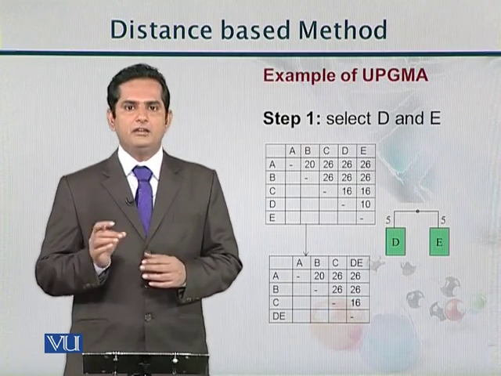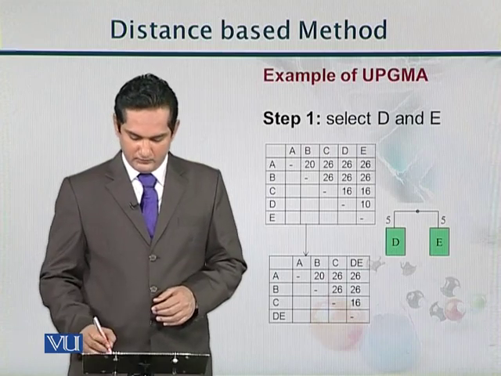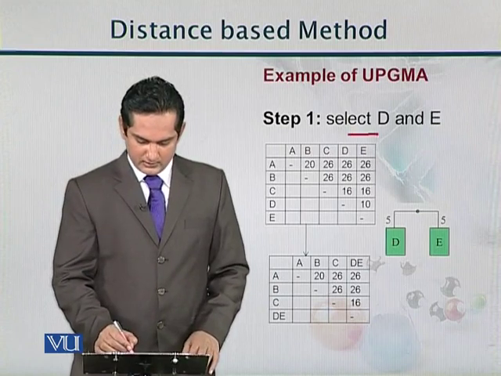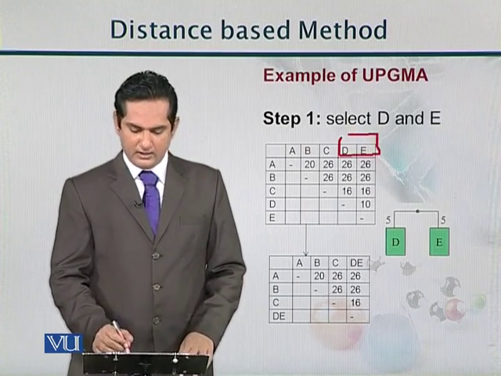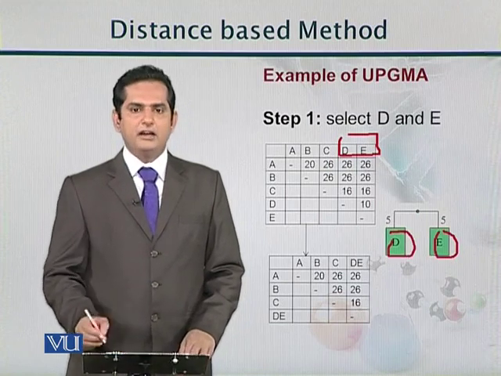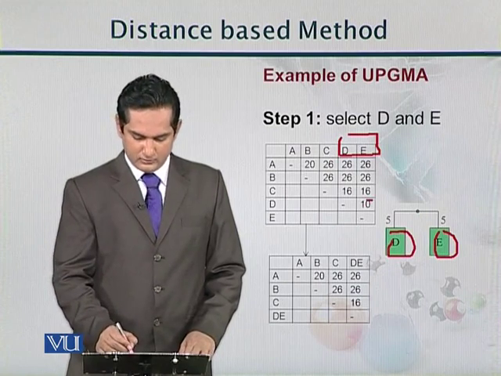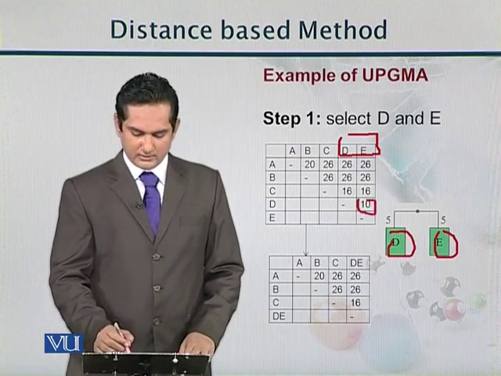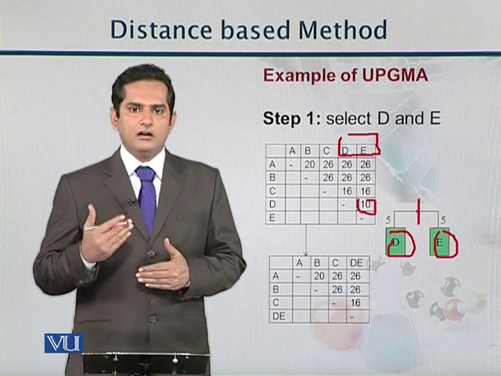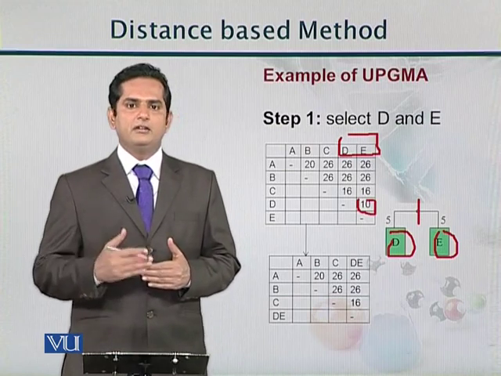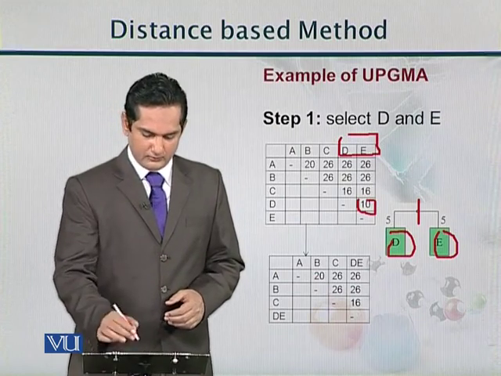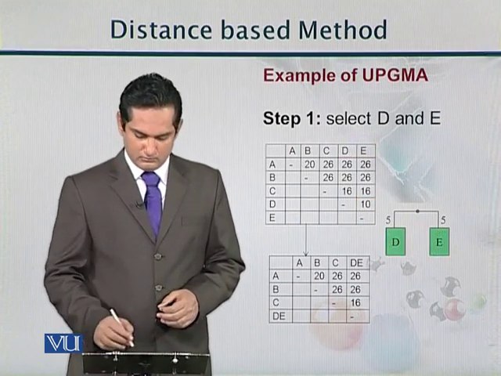First step would be to select D and E because these are the closest nodes, which are shown here. So I will take D on the left side and E on the right side. This D and E have a distance of 10 altogether, so I have divided this distance, 5 from here and 5 from here. This place is our root node because distance-based measures will generate rooted trees. Okay, so what would be the next step? For the next step I have to move forward.